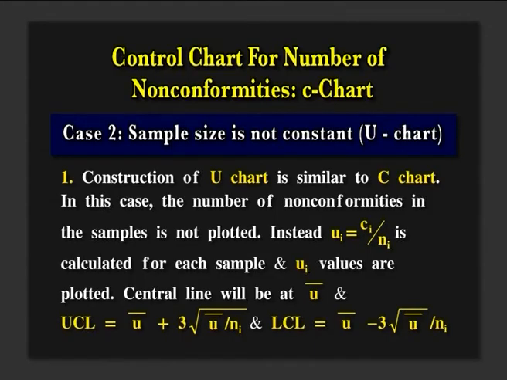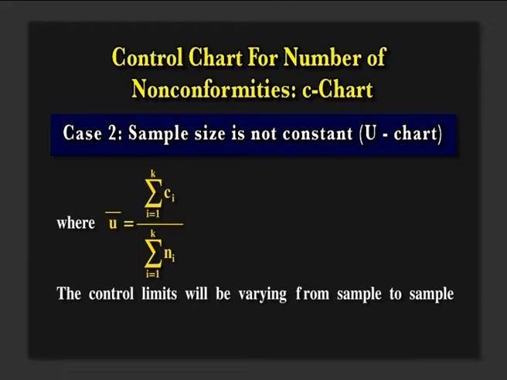Step 1. Construction of U chart is similar to C chart. In this case, the number of nonconformities in the sample is not plotted. Instead, Ui equal to Ci by Ni is calculated for each sample and Ui values are plotted. Central line will be at U bar, upper control limit will be at U bar plus 3 times root of U bar by Ni and lower control limit is at U bar minus 3 times root of U bar by Ni, where U bar is calculated as U bar equal to summation Ci divided by summation Ni. The control limits will be varying from sample to sample.